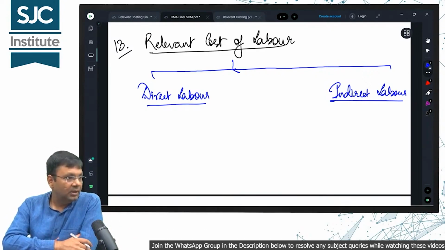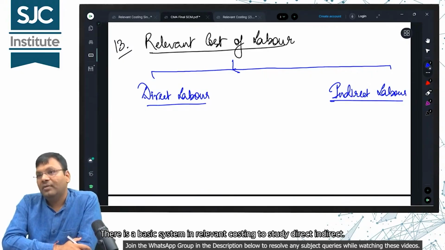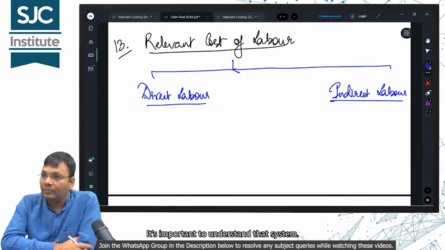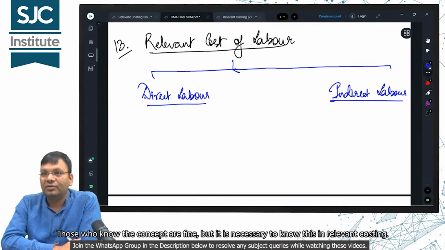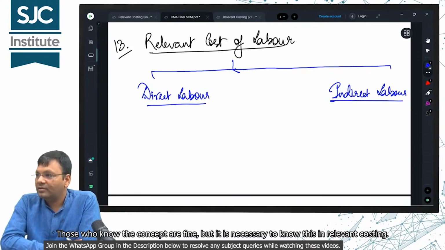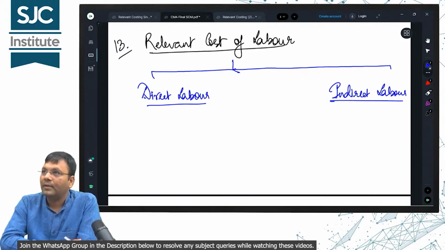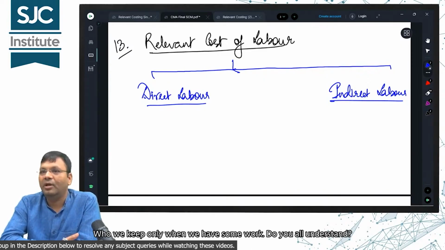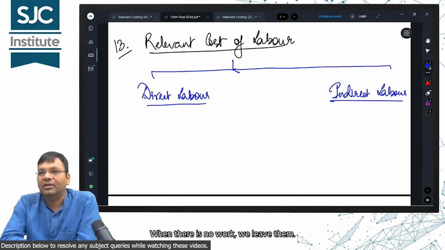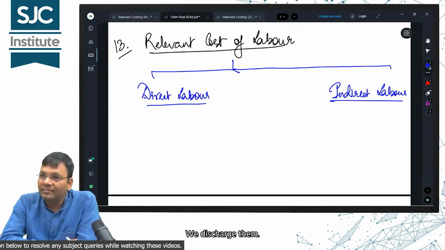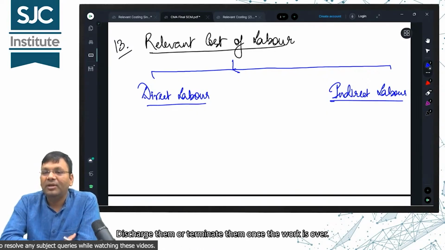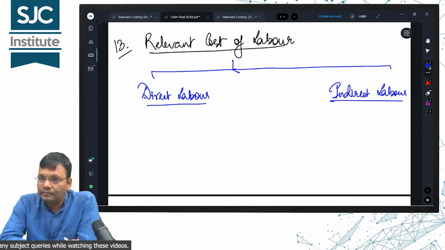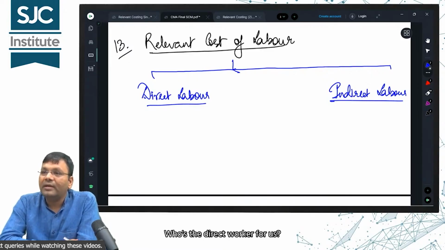Is it clear? There is a basic system in relevant costing to study direct and indirect. It's important to understand that system. Those who know the concept are fine, but it is necessary to know this in relevant costing. For us, direct workers are those workers whom we keep only when we have some work. Do you all understand? When there is no work, we leave them. We discharge them or terminate them once the work is over. Who's the direct worker for us?